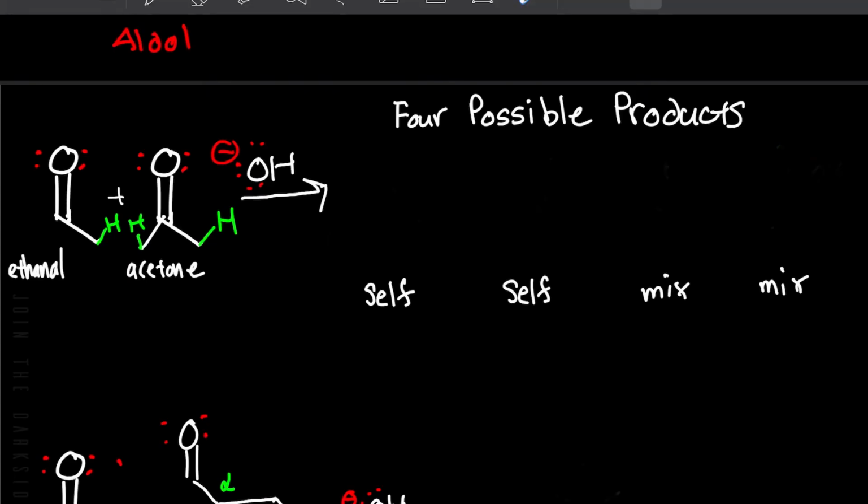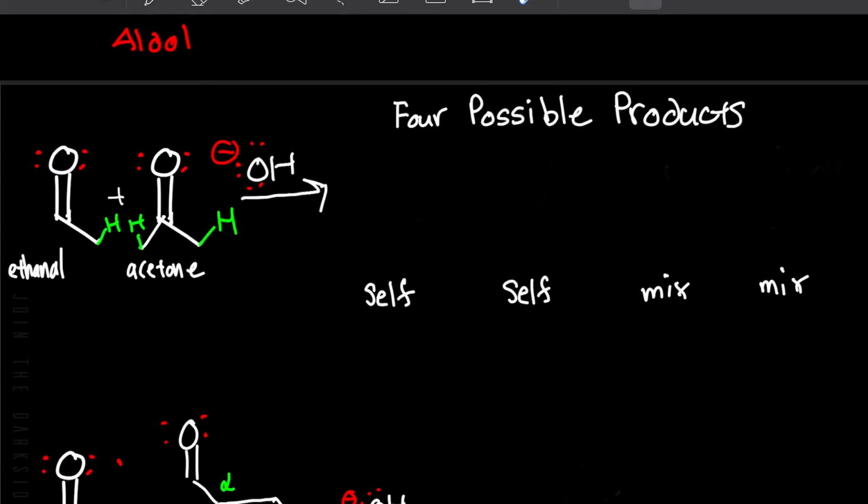Now I'll be going over some practice problems before I do some synthesis-based questions. For this first initial question, I'm going to have ethanal and acetone present. As you can see, both ethanal and acetone have alpha hydrogens present, which are colored in green. This means that both acetone and ethanal can act as nucleophiles because they can both be deprotonated. So we're going to have a combination of 4 products.